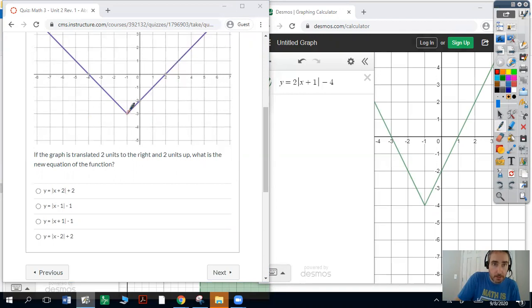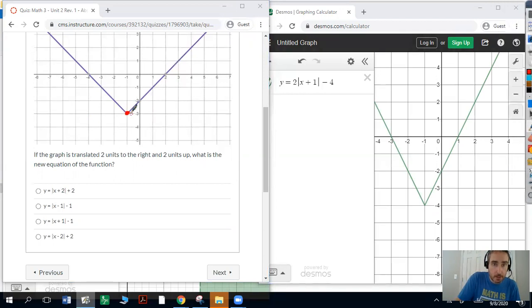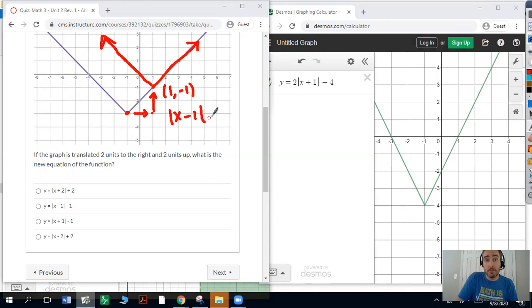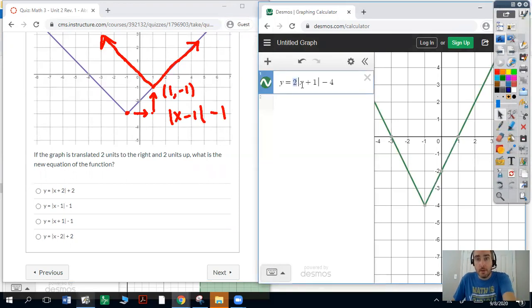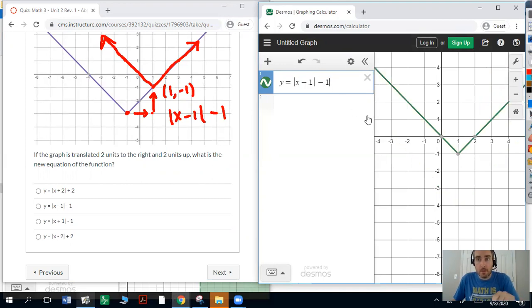So if you note where that starts and it's going 2 units to the right from there and 2 units up from there, that's got to be the vertex. So it should look like this, which means that it's actually going to be centered around 1, negative 1, which means it's going to go right 1, down 1. So it should be absolute value of x minus 1, minus 1 on the outside. Let's verify that that's right. And there we have it. So don't put minus 2, or plus 2. That's a trick question.